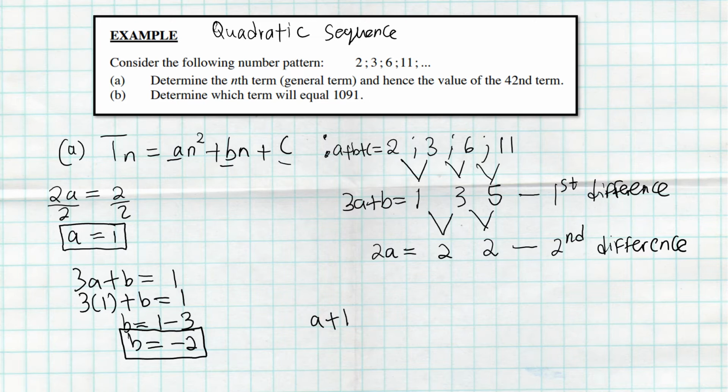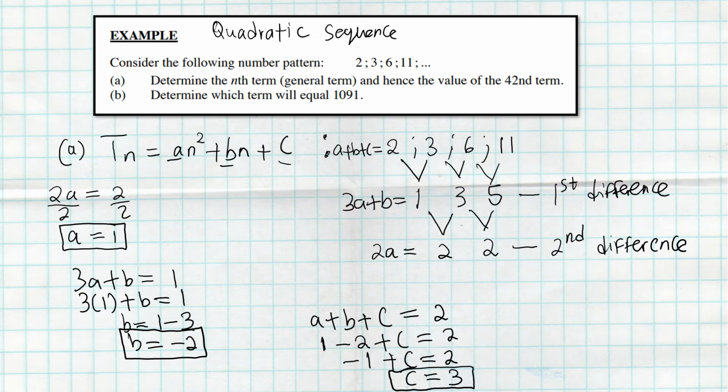A plus B plus C is equal to the first term, which is 2. My A is 1, my B is minus 2, plus C is equal to 2. 1 minus 2 is minus 1, plus C is equal to 2. Then C will be equal to 2 plus 1, which is 3. So now I got my values of A, B, C.